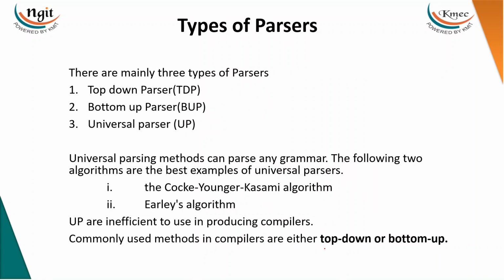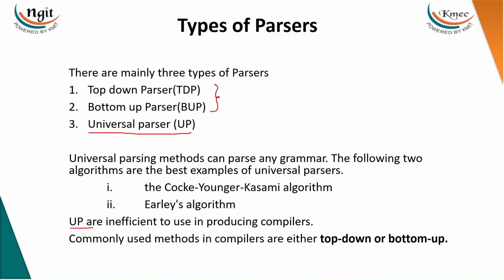See, these parsers are mainly divided into three types: top-down parsers, bottom-up parsers, and universal parsers. Of course, in our subject we are going to discuss mainly the top-down parser and bottom-up parser. I'll just give some introduction about the universal parser. I just mention two algorithms which are used: the Cocke-Younger-Kasami algorithm and Earley's algorithm. These are the best examples of universal parsers, but actually universal parsers are inefficient for producing compilers.